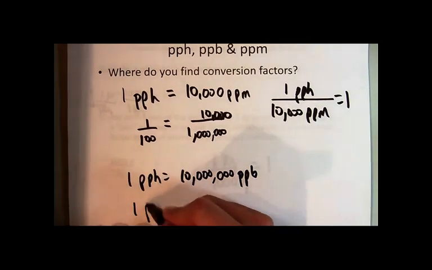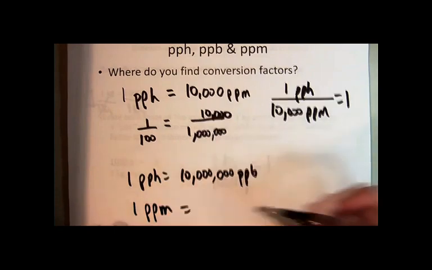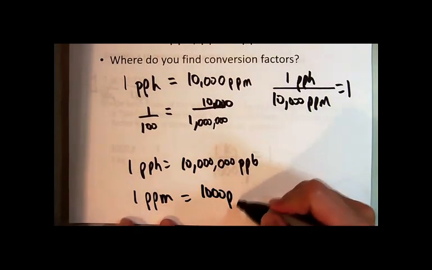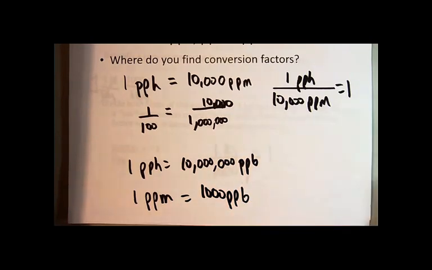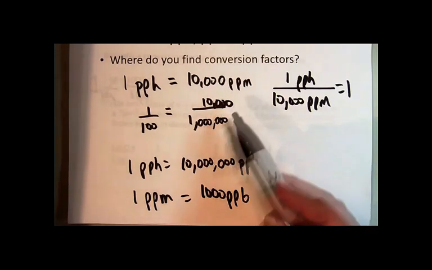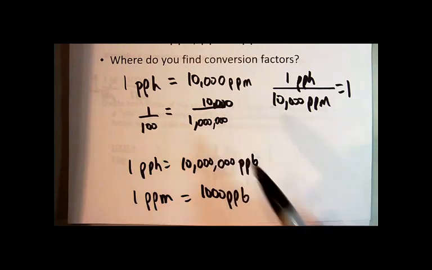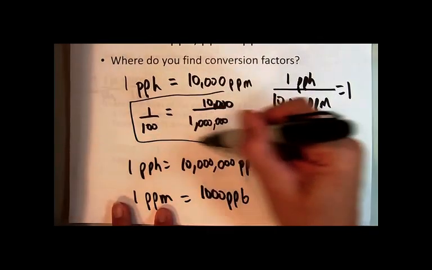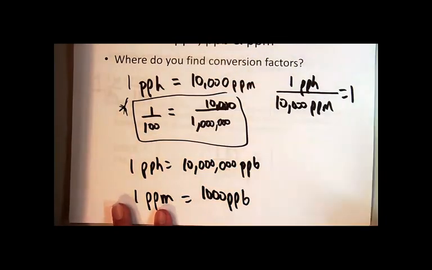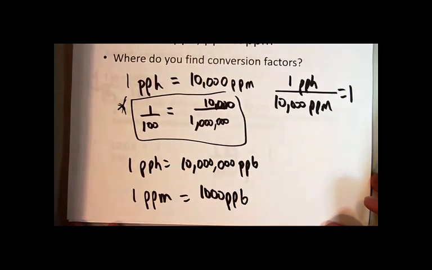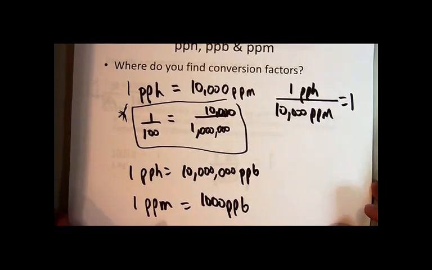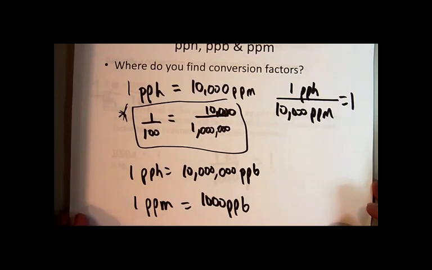Well, 1 part per million is the same as 1,000 parts per billion. And you can do the math like I did up here to see that the ratios are the same. Speaking of ratios, using ratios is another way to convert these types of concentration units: parts per 100, parts per million, and parts per billion. I'm going to show you both ways. I'm going to show you how to convert using dimensional analysis and how to convert using ratios.